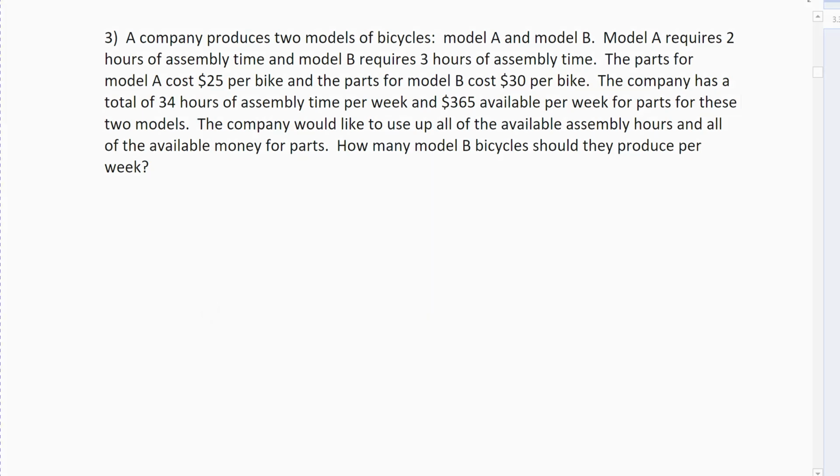Okay, page 2 of the 3.3 application problems. I believe there's still 2 sets. I haven't quite got the 3 set yet.